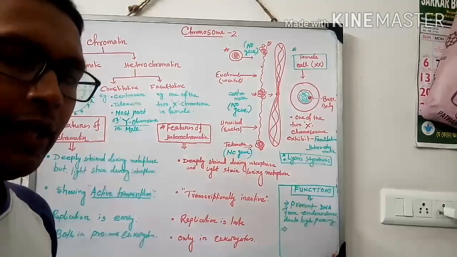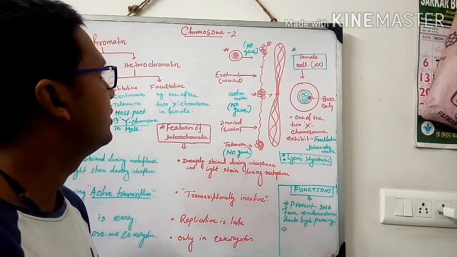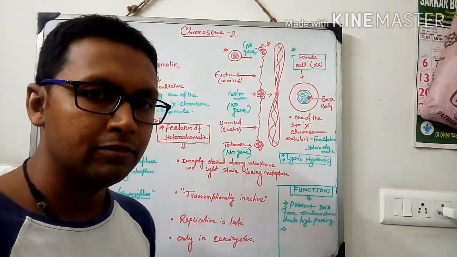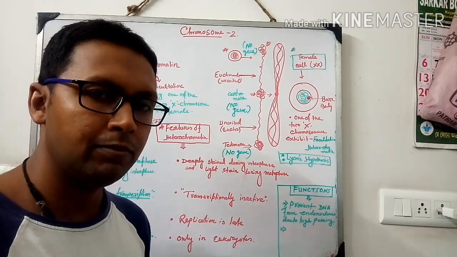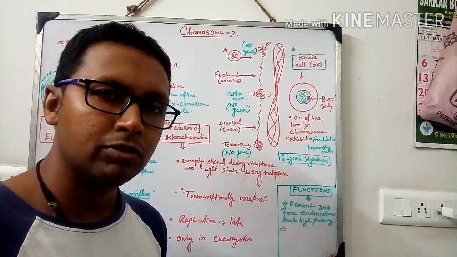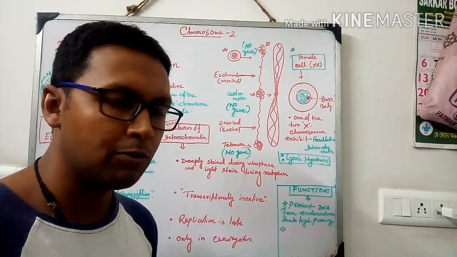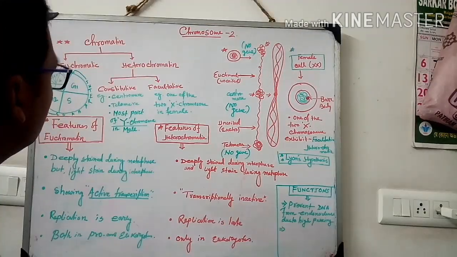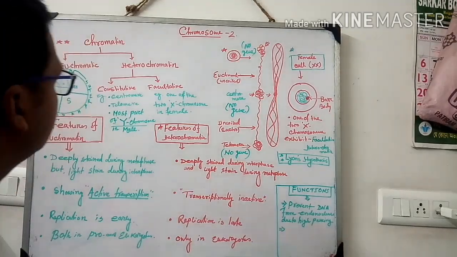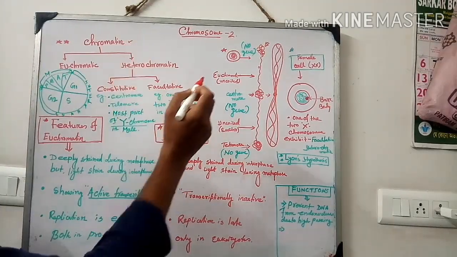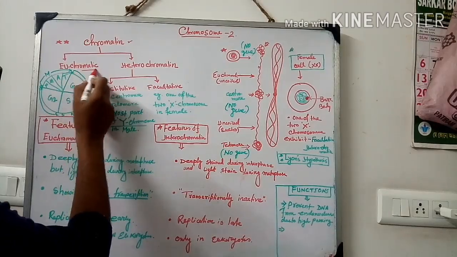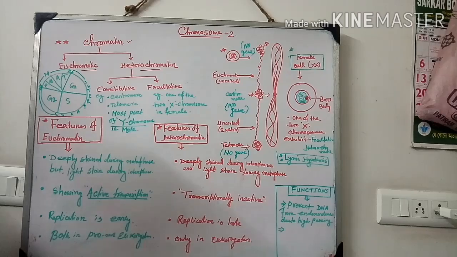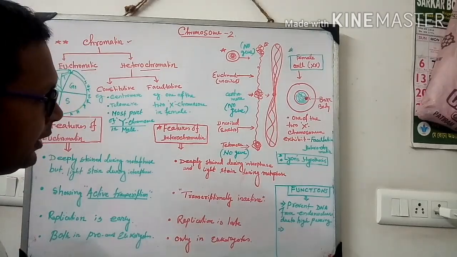Namaskar. Today I am going to deliver a lecture on chromosome, especially euchromatin and heterochromatin. Previously, in part 1, I discussed what chromatin is and what the structure of chromatin is, and today we will discuss the different types of chromatin. Very important is that chromatin can be divided into two parts, euchromatin and heterochromatin. What are the euchromatins and what are the types of heterochromatins?